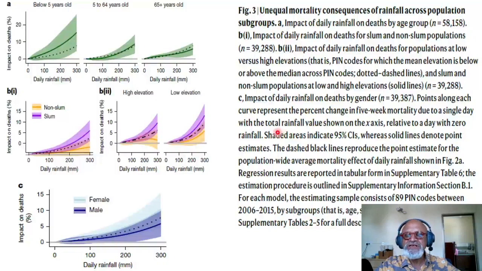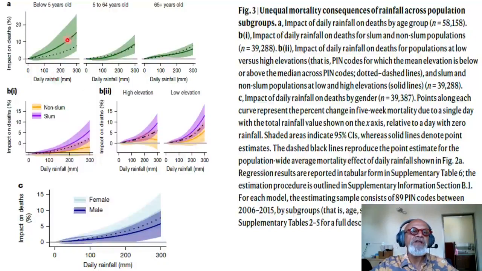Mortality due to a single day with total rainfall value shown on the axis. So single day rainfall and then 5 weeks of continued mortality impact, so they are accumulating over those weeks. Shaded area indicates 95% confidence intervals, whereas solid lines denote point estimates. The dashed black lines reproduce the point estimate for the population-wide average mortality effect.